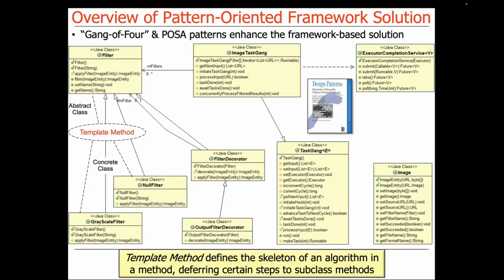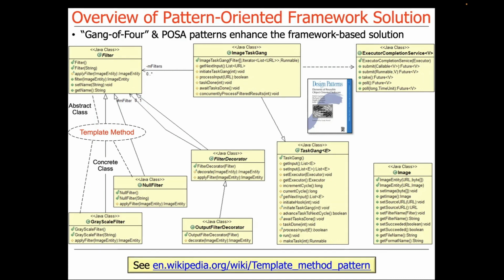We also use the template method pattern, which defines the skeleton of an algorithm in a method, and then defers certain steps to subclass methods. And this pattern is used in various places. One place it's used is in the context of this filter hierarchy, where filter is an abstract class that has a template method called apply filter, and then that's overridden and implemented by subclasses like the null filter and the grayscale filter and so on and so forth. So you'll get a chance to see how this all works when we look at the code in more detail. And you can see this link or the Gang of 4 book for more information about the template method pattern.